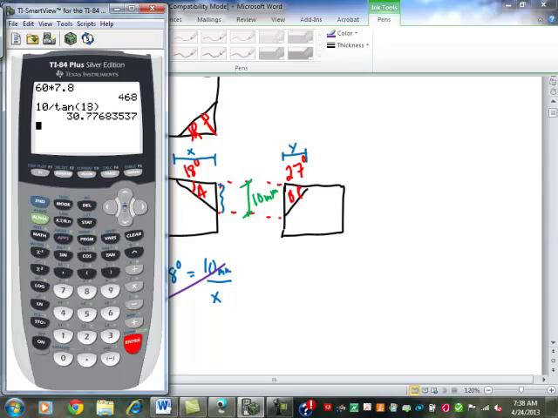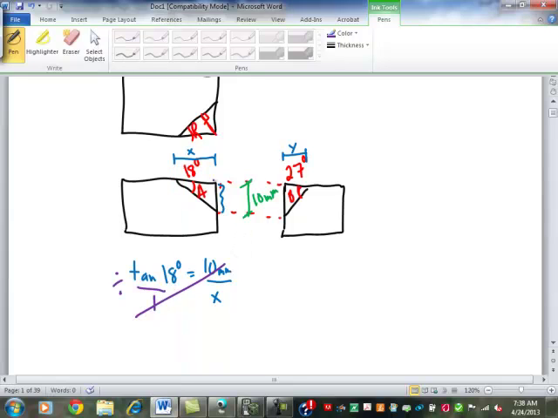Gives us 30.78 millimeters. That is also the dimension up here, by the way.